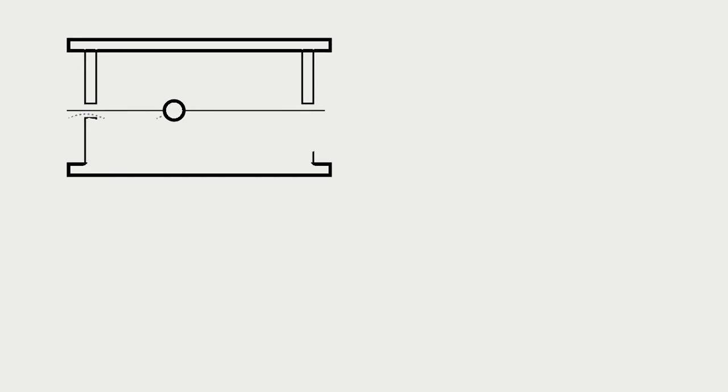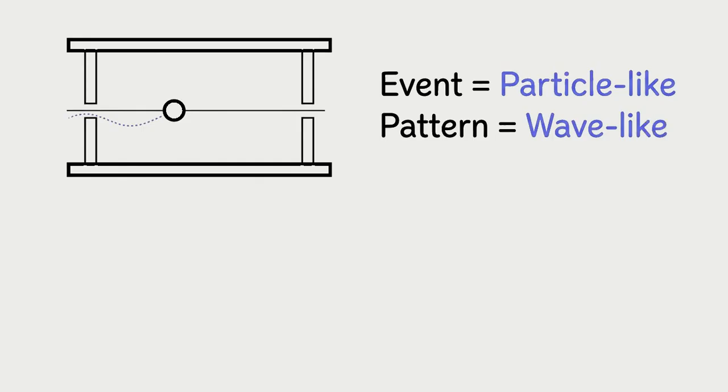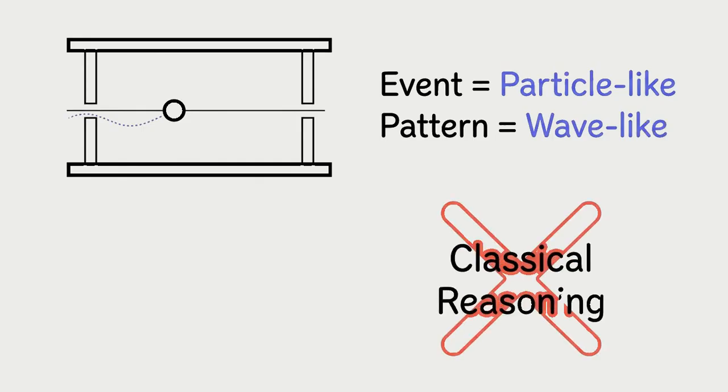Even more unsettling, this still happens if you send the particles one at a time, so slowly that only one particle is ever in the apparatus. Each event looks particle-like. The overall pattern is wave-like. This is where classical reasoning fails. Quantum mechanics explains this with a new rule.